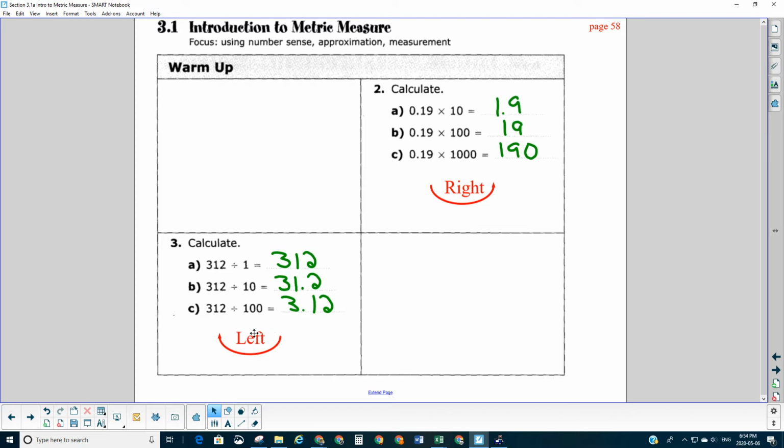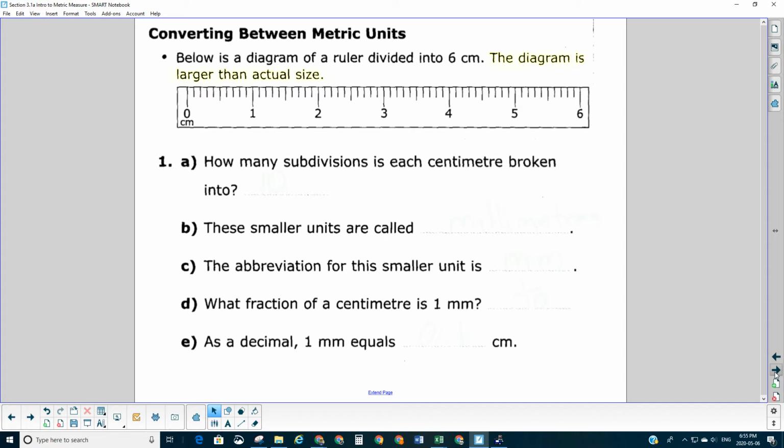Okay, so that's going to be really handy because we're going to be multiplying and dividing by 10 when we're talking about moving around the metric system. All right, next, at the bottom of that page, is converting between metric units using a ruler. So here's a diagram of a ruler that we're going to use, and it's cut into 6 centimeters.